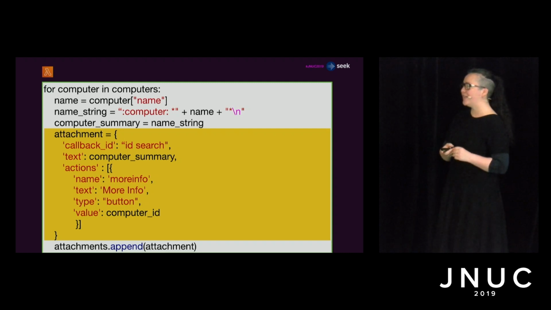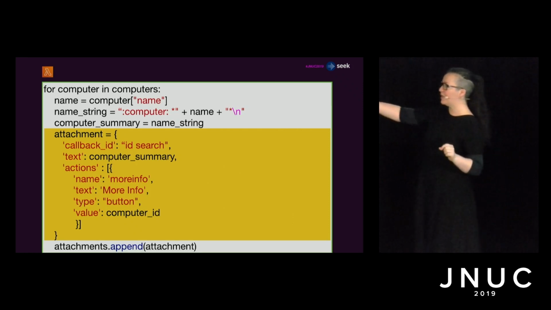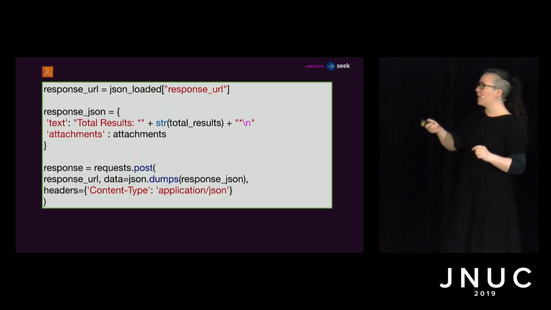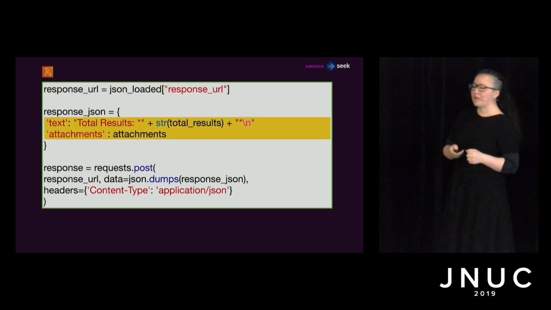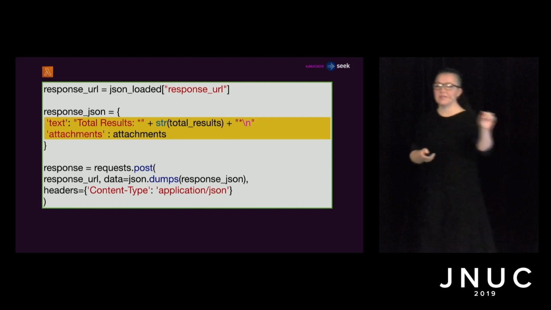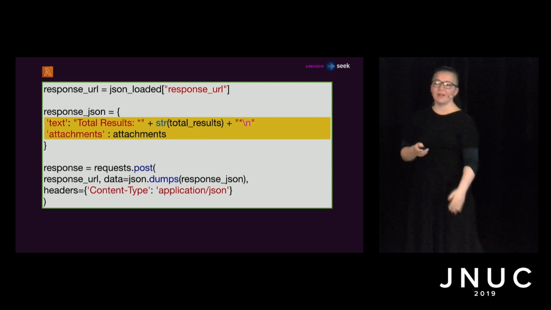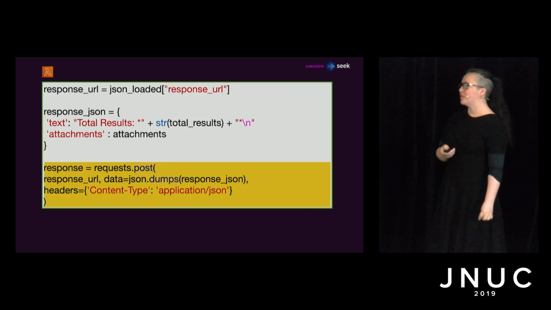So here you go. Each attachment object is information about the computer that it's found, and it also provides a little button for that particular computer. And as you can see there, hopefully you can see that the button value is the computer ID. Then it uses the response URL to send through the main text, which is the number of computers that I found using your search string, and then the array of attachments that we've created. And that's just the block of code to post it back to Slack.